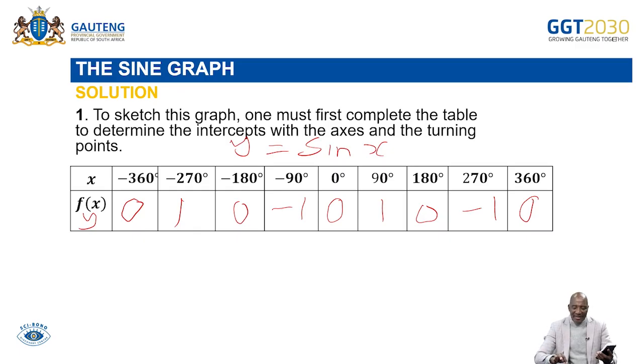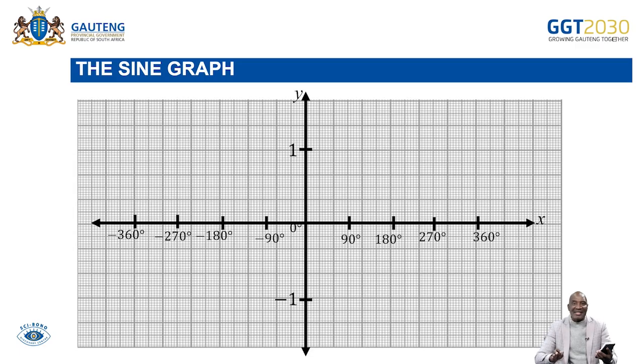Having done that, you go to your Cartesian plane. There is our Cartesian plane. It's a graph paper. We want to draw our standard sine graph. So our x values are already given from negative 360 to 360. What is missing are the y values, which of course are trapped between negative 1 and 1. The maximum value of y we saw was 1 and the minimum was negative 1.